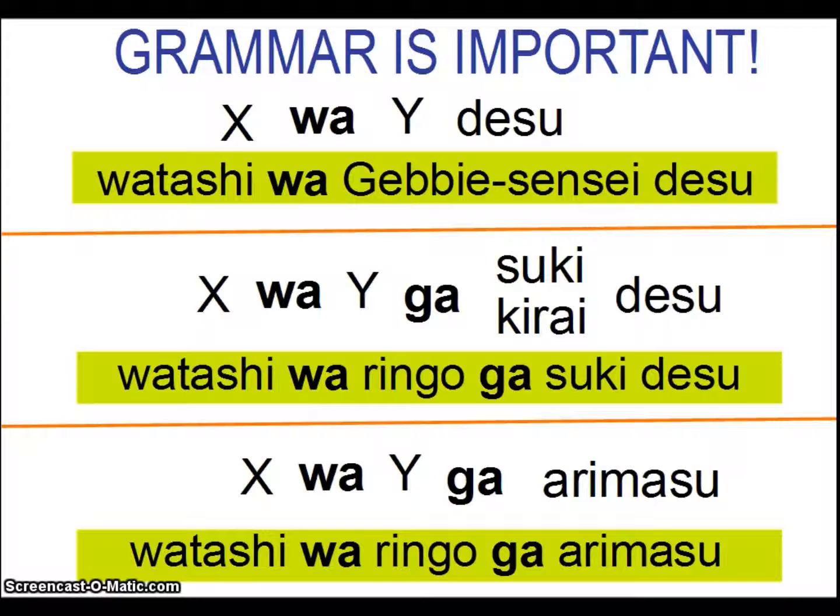So although arimasu is a verb, we do use ga with it instead of o. It's just not possible to use o with arimasu or imasu for that matter. So that's just something you have to memorize, and this is just the way the phrase goes.